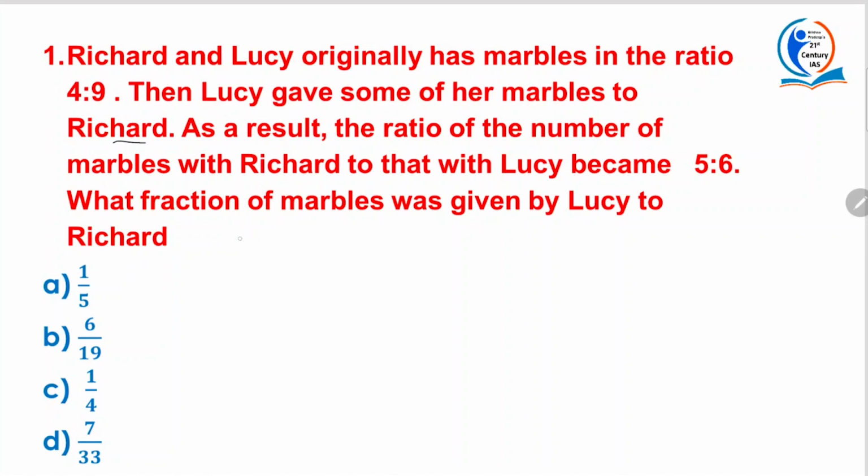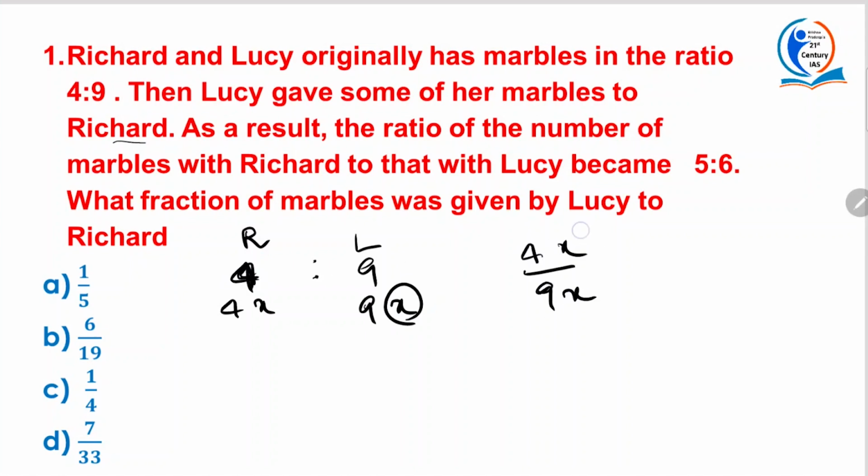Okay, so basically there are two people. One is Richard, the other one is Lucy. And they have some marbles which are in the ratio 4:9. Now, if you have to take absolute numbers, you have to write it as 4x and 9x. What is x? It is a common number. If you divide 4x by 9x, what is the ratio you will get? That is a constant which we are multiplying to get the absolute numbers. Alright, so it is 4x and 9x.